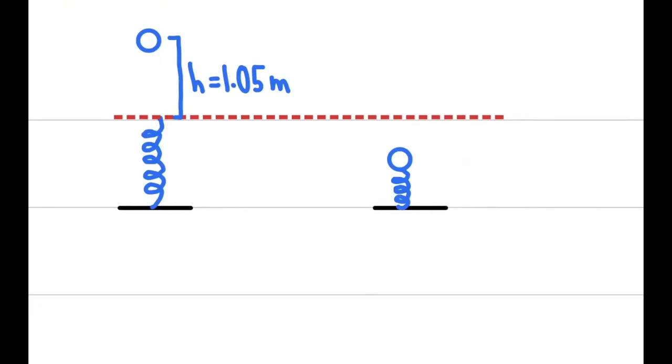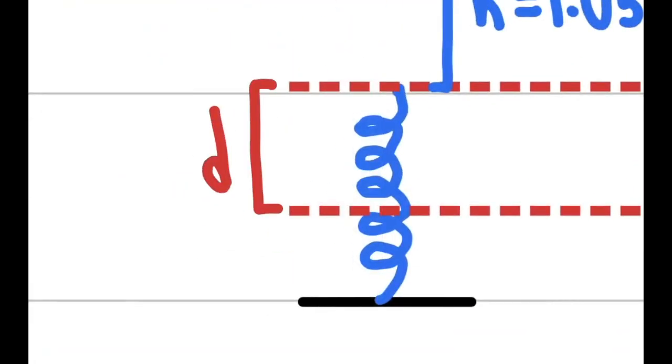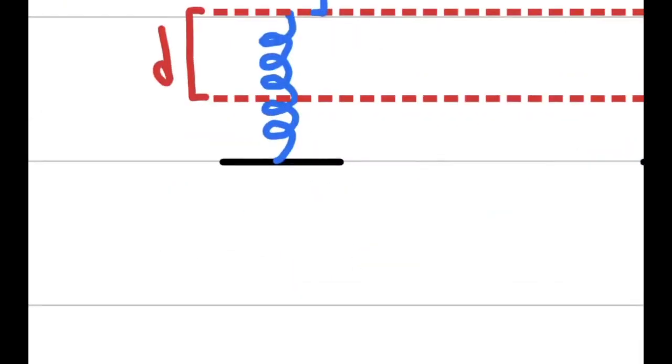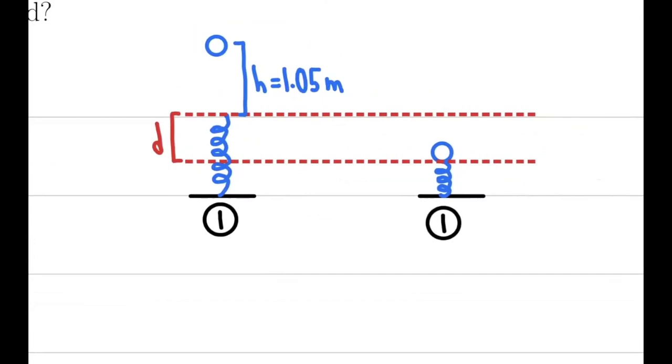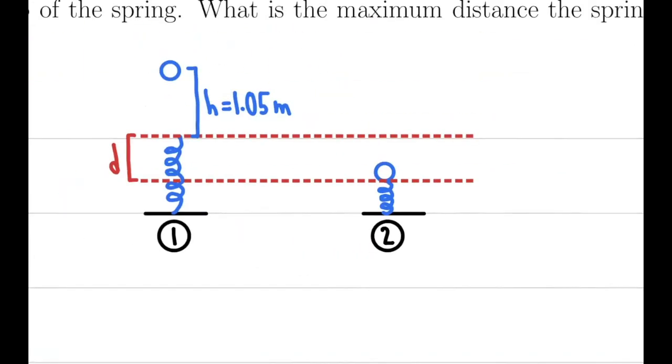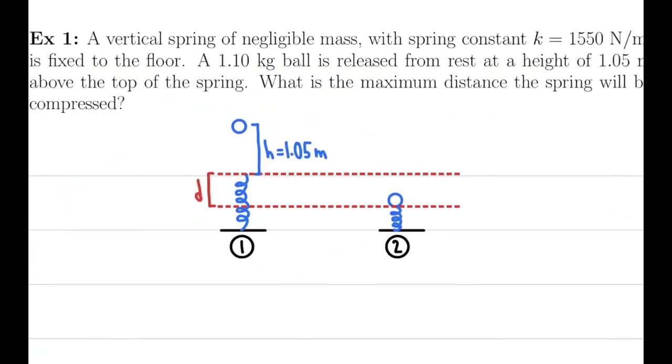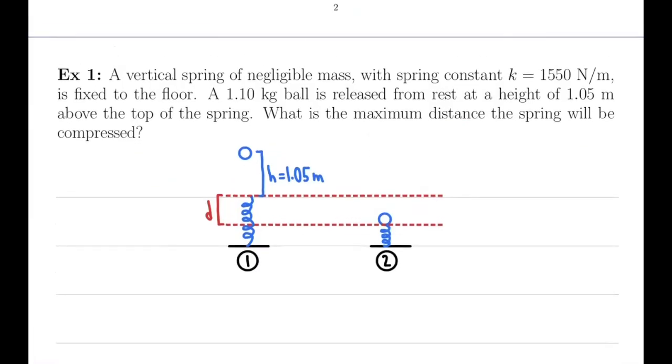All right, so it's compressed some maximum distance and we'll call that distance D. I'm going to call this 1. 1 represents when the ball is at rest, 1.05 meters above the top of the spring. And this will be 2 when the ball lands on the spring and the spring is at its maximum compression. So let me write my energy equation.